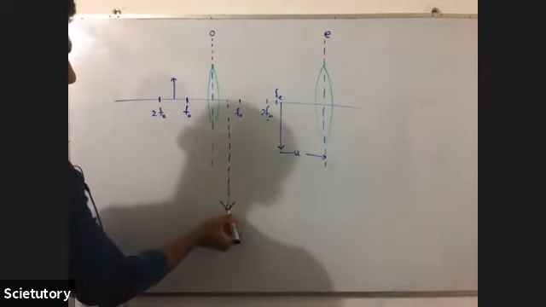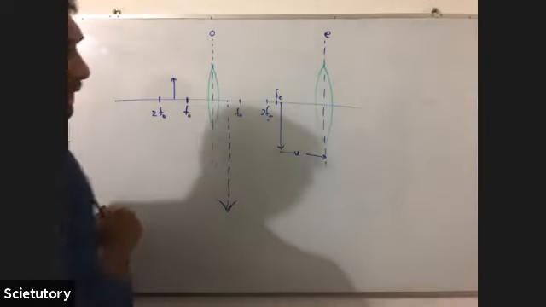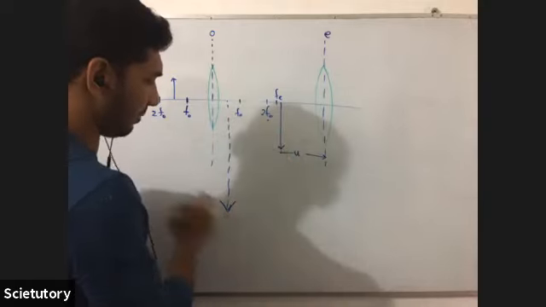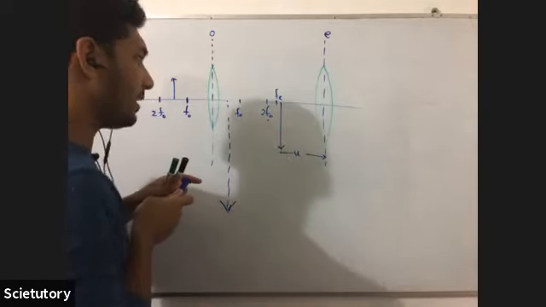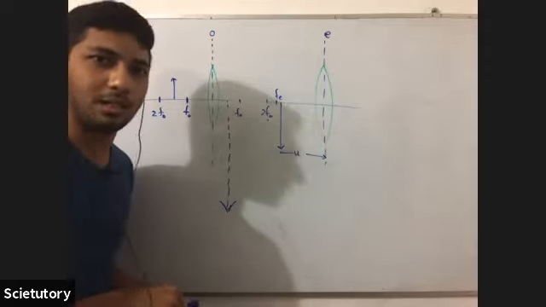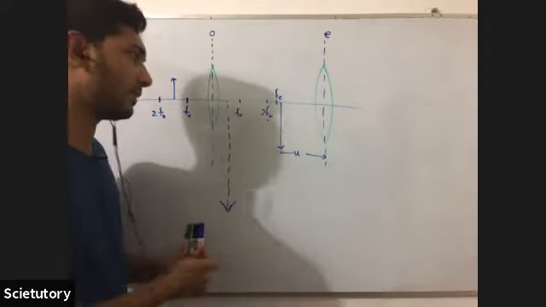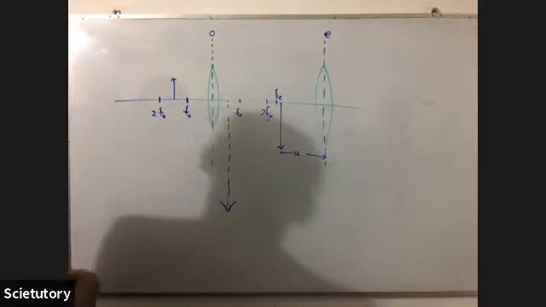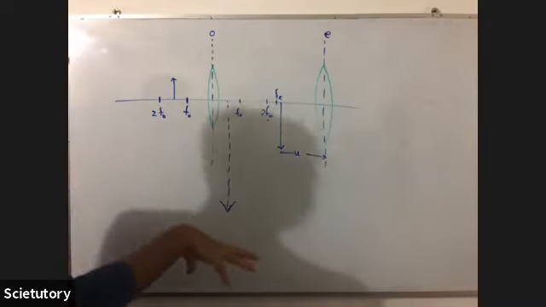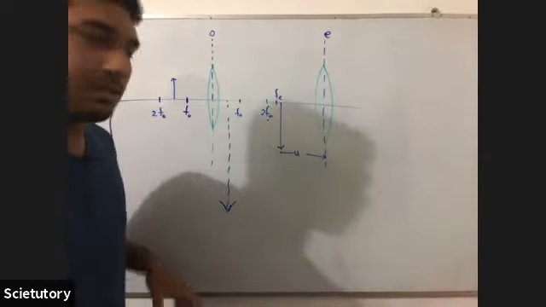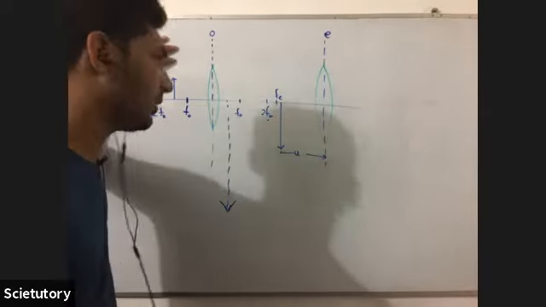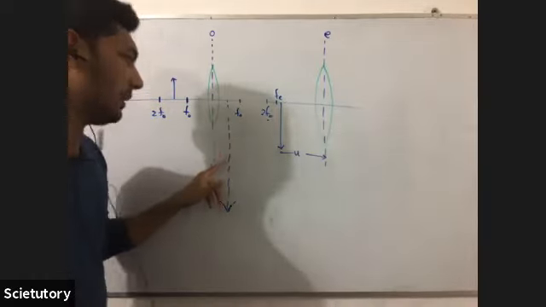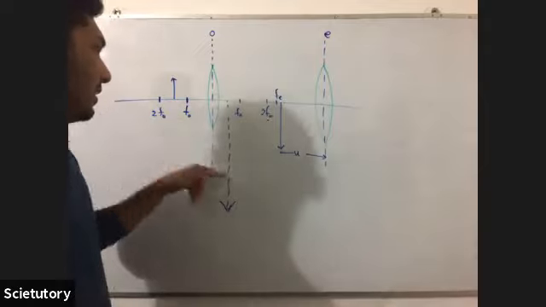We can draw it like this, no? An upright image in relation to this object. Okay, virtual, magnified, on the same side. So this is the final image. You should be able to state the features of the final image in relation to the initial object, the object proper. So it is now inverted, magnified, virtual.